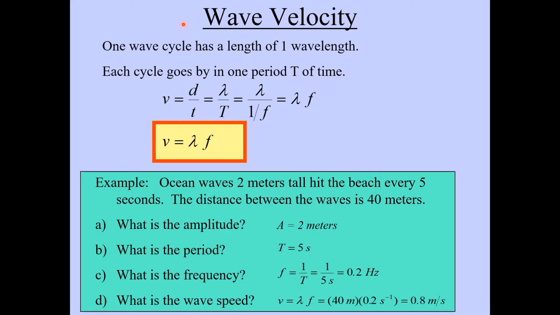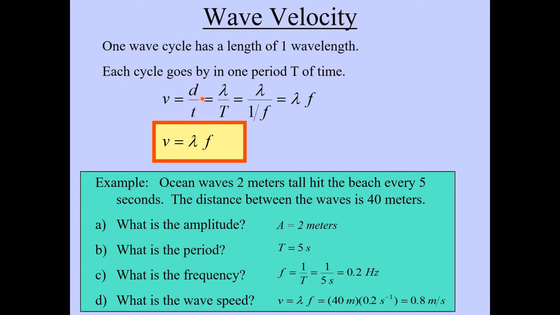So the first thing we're going to talk about here is the speed of the wave, the velocity. The way to figure this out is actually quite easy. Remember that one wave cycle has a length of one wavelength. That's the definition of the wavelength. And we know that each cycle goes by in one period of time, designated as the uppercase T. So remember from kinematics, the study of motion, that velocity of an object is equal to the distance it travels divided by the time it takes.